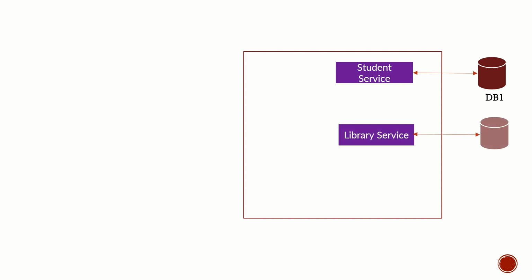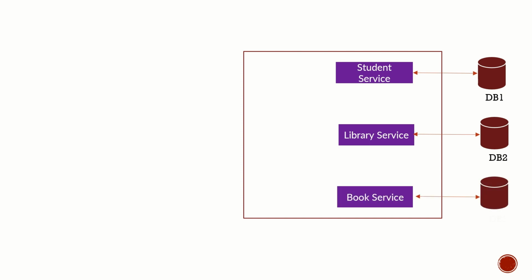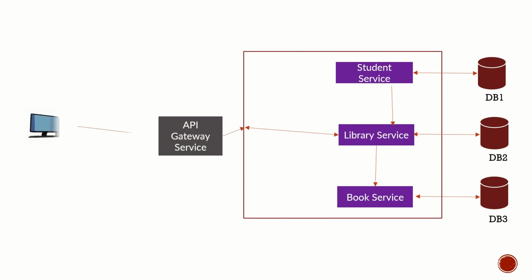Coming to the next slide, it is the API gateway development. So let's say I have a student service which is using the database DB1. I have the library service which is using the database DB2, and I have the third service, book service, which is using the database DB3. And the book service is called by the library service, and the library service is called by the student service. And we have developed one API gateway service, and with the help of the API gateway service the client directly calls each of the services. So I will show you those scenarios here.